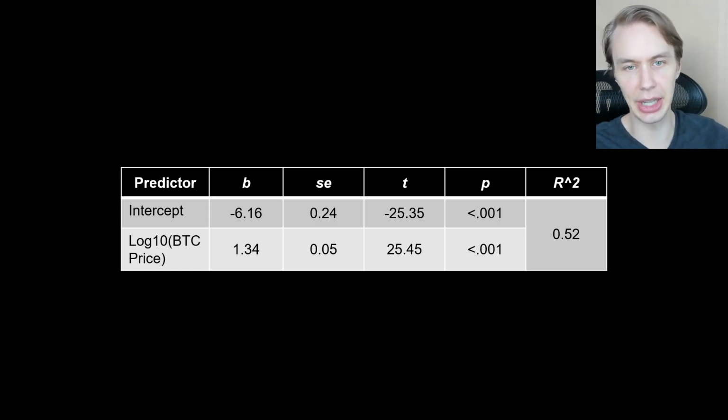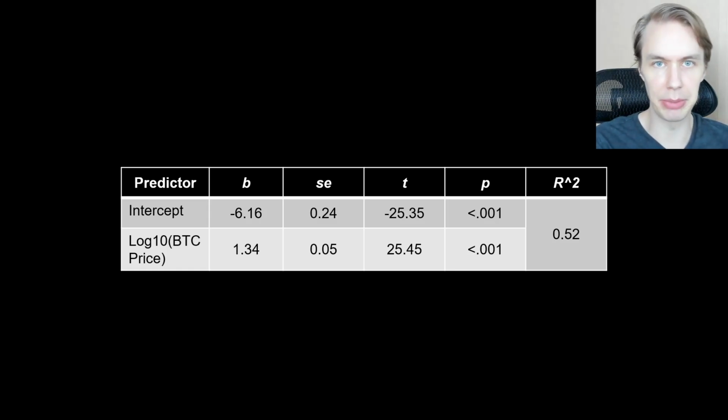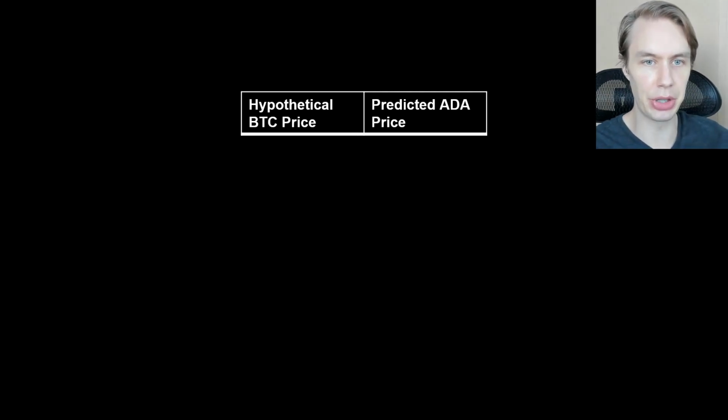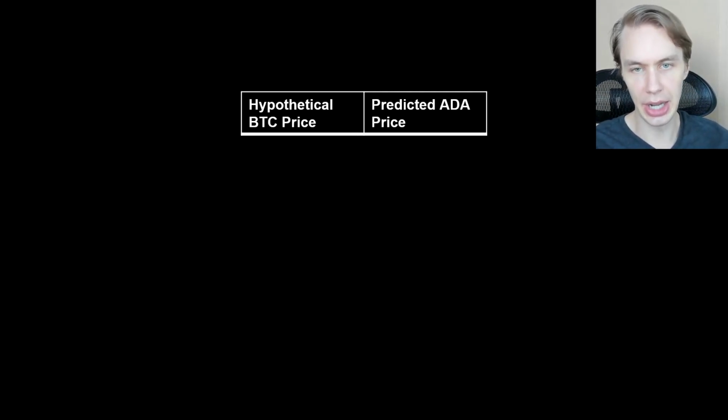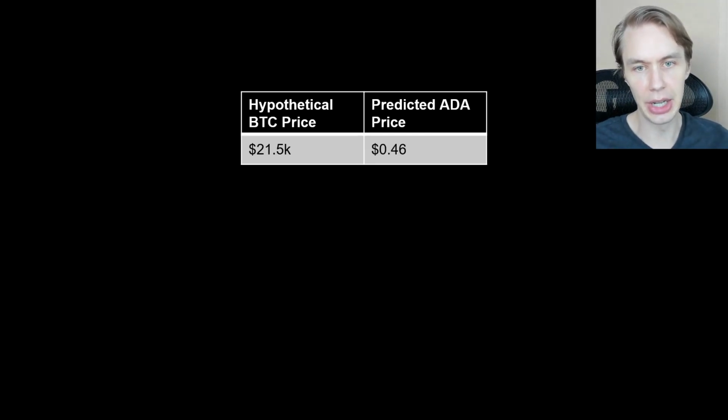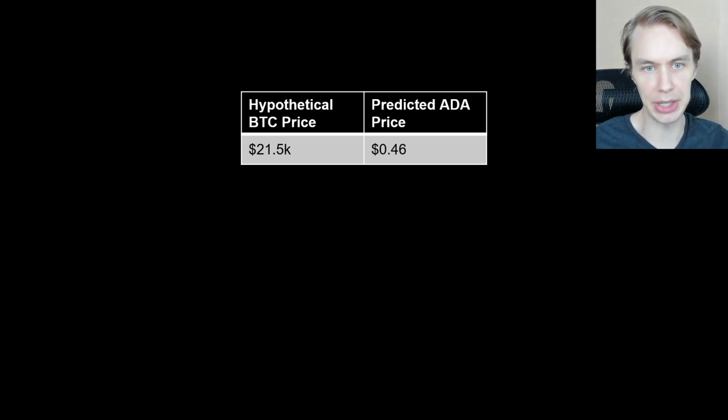Okay, so that's getting out the method, the way that we're going to be doing these estimations. Let's move into the actual estimations themselves. So what I'm going to do is show a hypothetical Bitcoin price and then show what the model would predict ADA's price to be. The first one I'm going to show is just to make sure we're not totally off base here with this model.